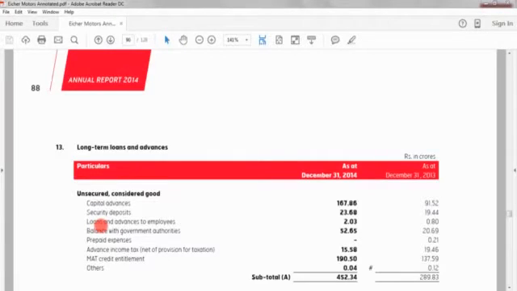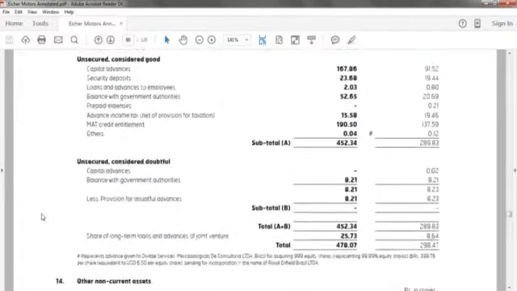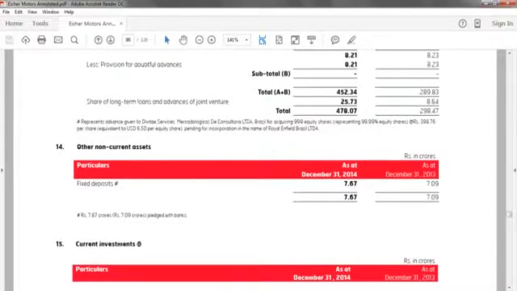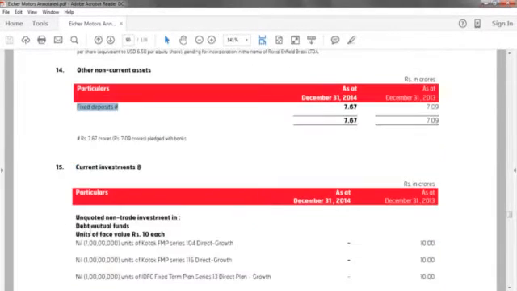Any kind of tax that you had paid in earlier years, but you're going to get a minimum alternate tax credit entitlement. Any kind of advance income tax that you have paid, right? So that additional tax that is paid is long-term loans and advances. You'll probably receive them at some point of time. Other non-current assets are fixed deposits.